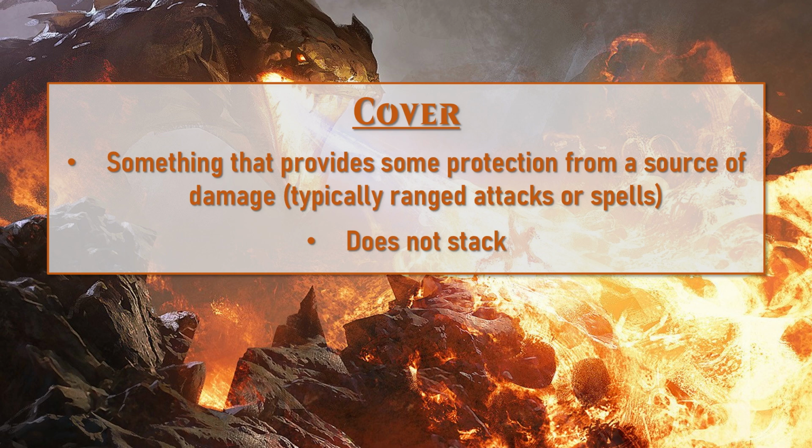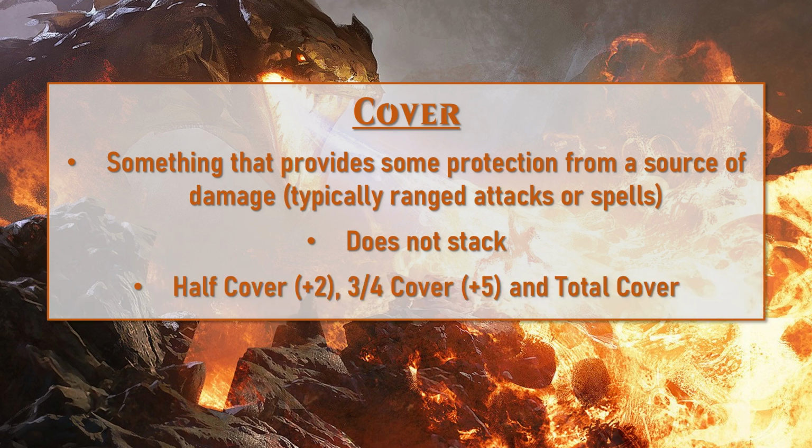Speaking of half and 3/4 cover, there's technically 3 different types of cover you can have. Half cover, which will give you a +2 bonus to armor class and dexterity saving throws, and this is if an obstacle blocks at least half of your body, and this can be things like a low wall, large piece of furniture, narrow tree trunk, or a creature, whether that creature is an enemy or a friend, which is an important note as well.